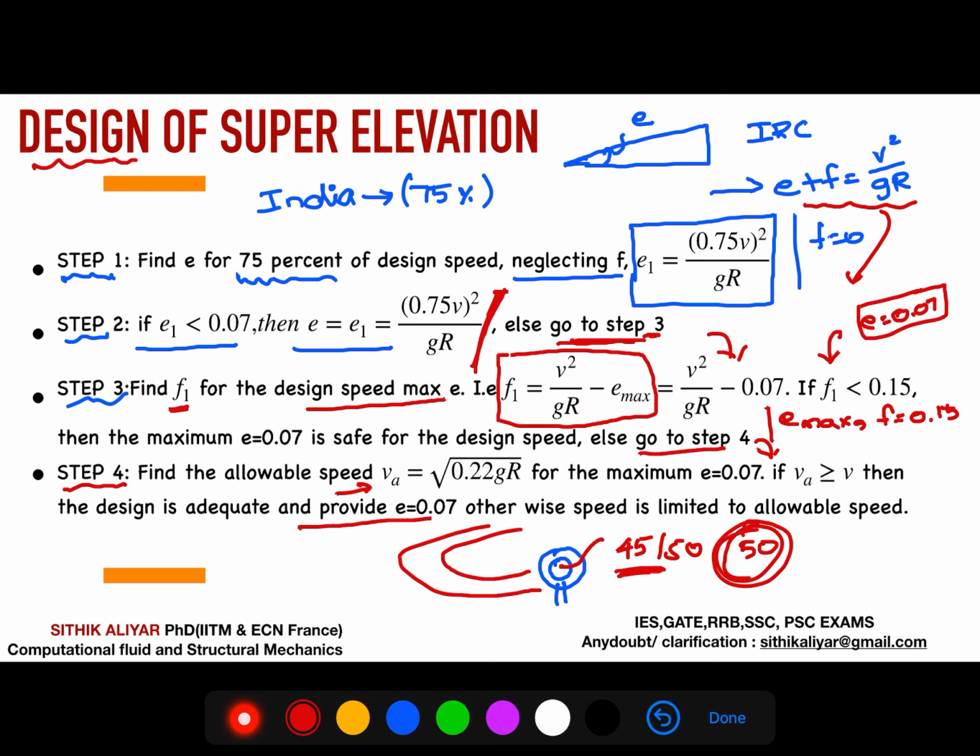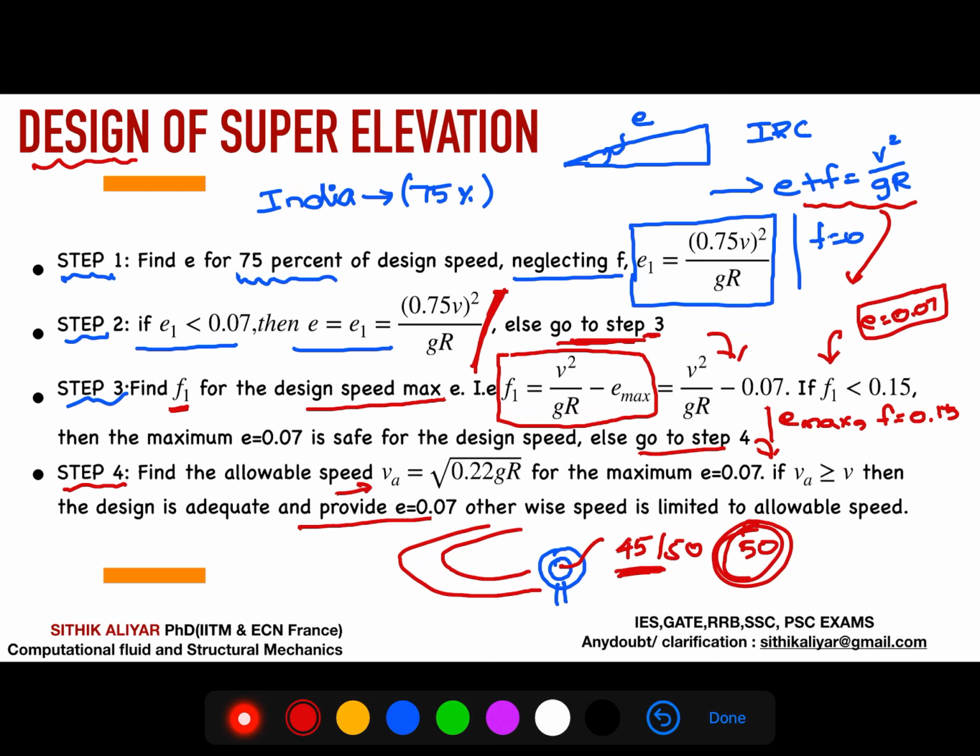If your requirement is less than 0.15, then it's fine, provide the 7%. Else, if the friction requirement is coming more than 0.15, you cannot do anything, because friction has also provided its maximum help, and for super elevation you have also provided the maximum of 7%. Clubbing both, you cannot have the same speed. So you are going to ask the drivers to drive very slowly at the speed of square root of 0.22 into g R. Okay, so this is the procedure for designing a super elevation.